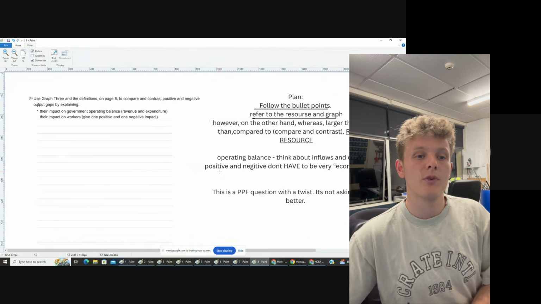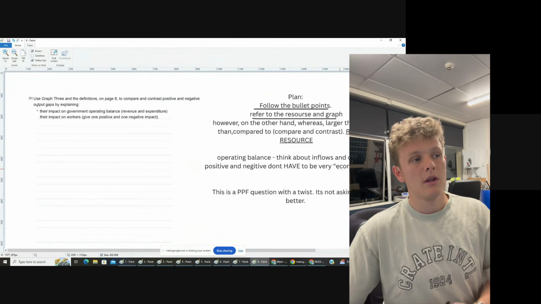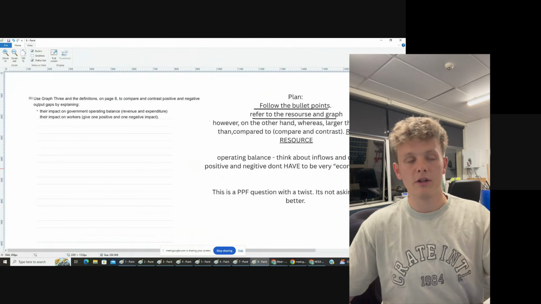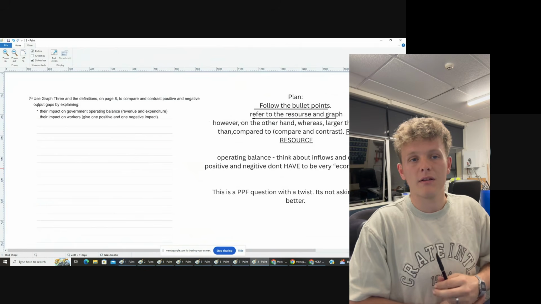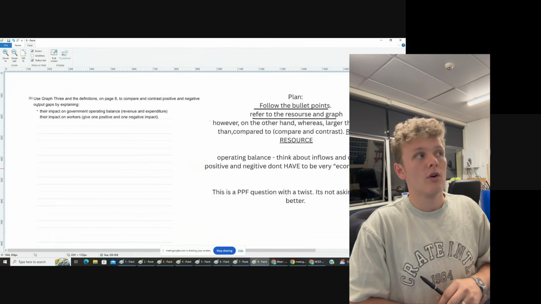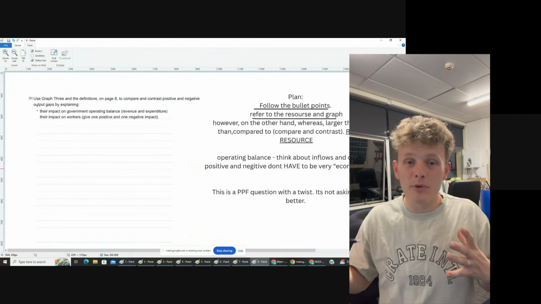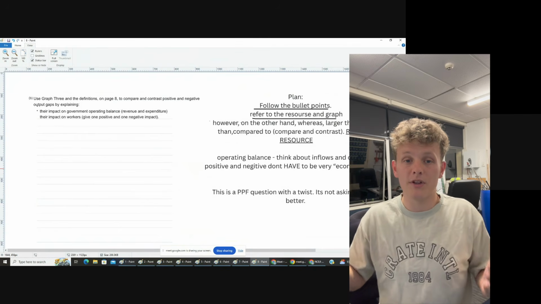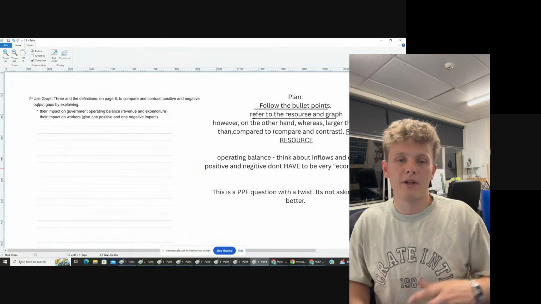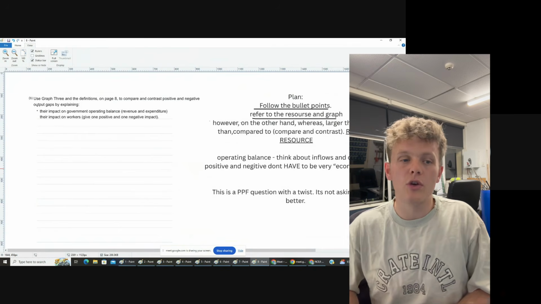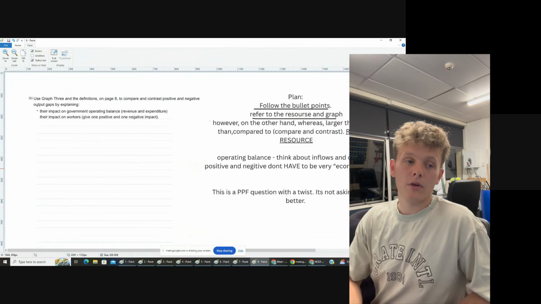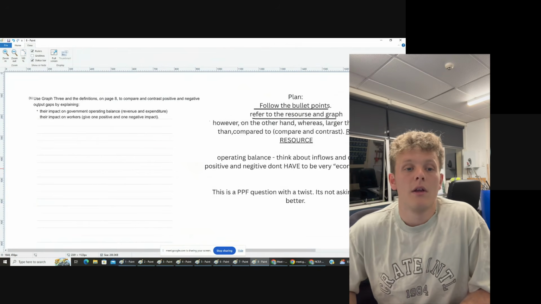Positive and negative don't have to be very economic things. So in this case, it might be economic things, but sometimes it's things like environmental factors or welfare factors. It's not always a directly economic numbers-based answer when we're talking about positives and negatives. For example, the questions about pollution or congestion in different exams.